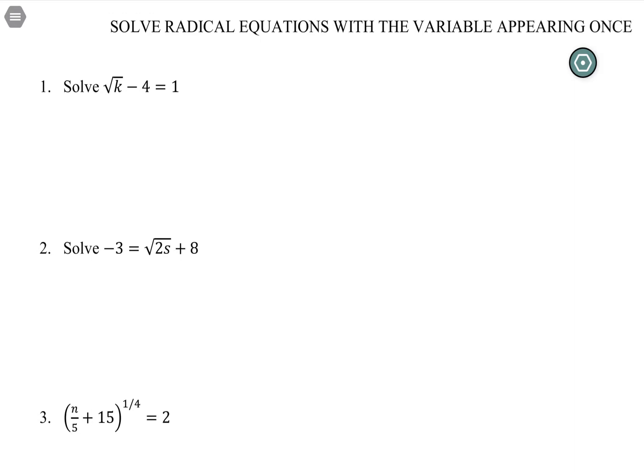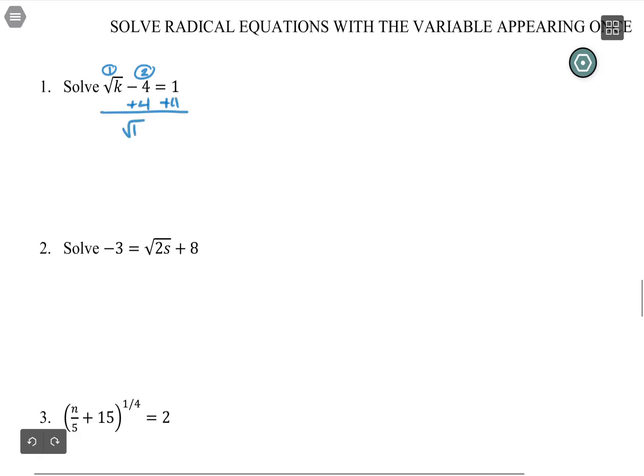So looking at this first one, what I see is that the first thing I do is square root my variable, and the second thing I do is subtract 4. So to solve this, I'm going to first add 4 to both sides of the equation, and I'll get root k equals 5. And then I want to get rid of the square root. The inverse operation to square rooting is squaring. So we get k equals 25.